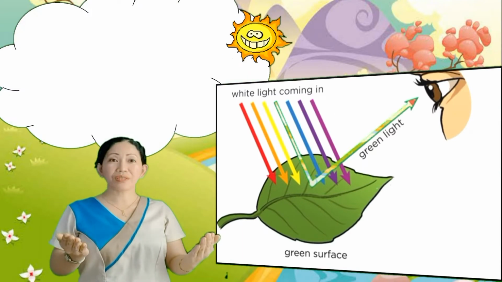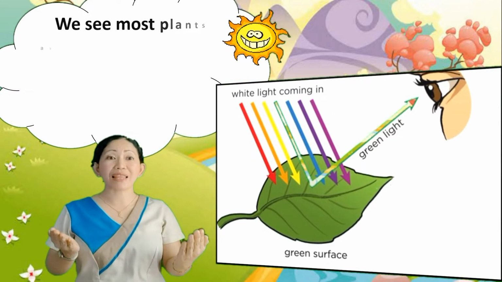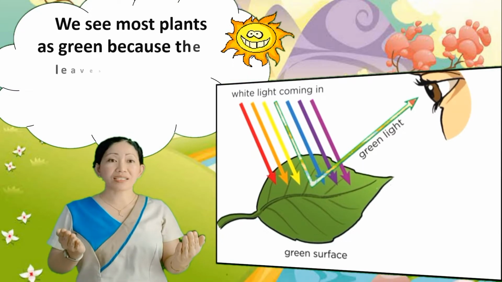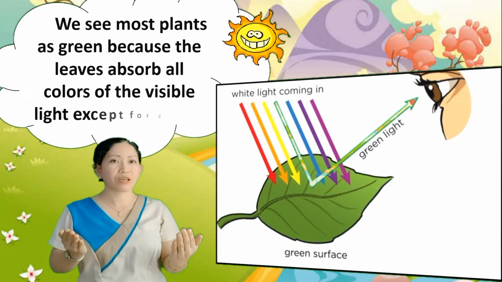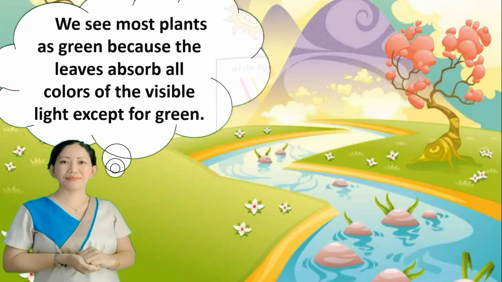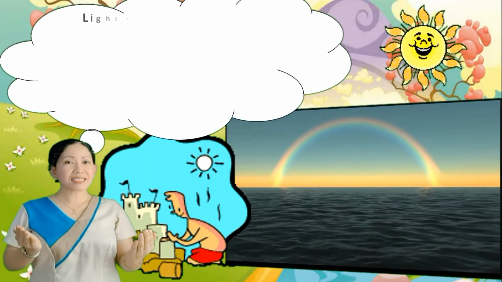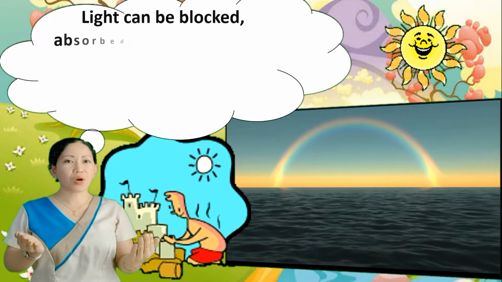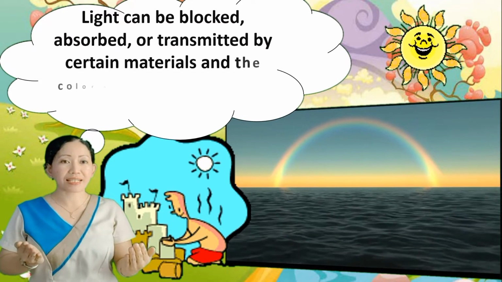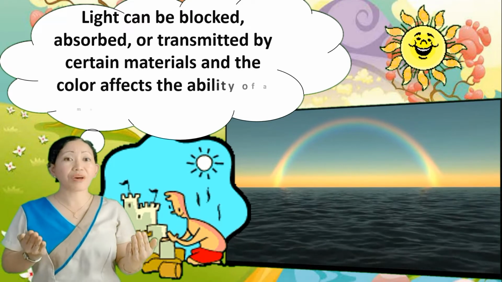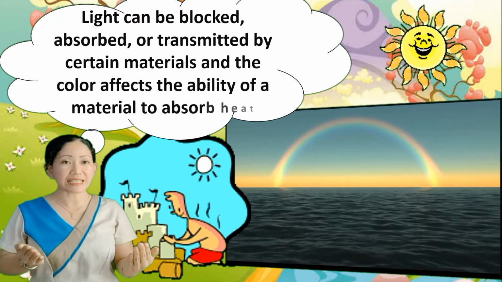For example, we see most plants as green because the leaves absorb all colors of the visible light except for green. Light can be blocked, absorbed, or transmitted by certain materials, and the color affects the ability of a material to absorb heat.